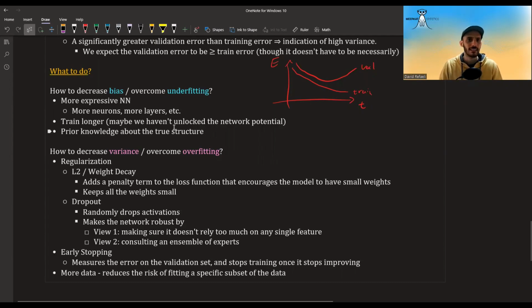And the third thing is also not always applicable, but maybe you have some prior knowledge about the true structure of the function that we are trying to fit. So maybe you know it's a composition of 3 functions, so 3 layers of neural networks. So whatever knowledge you have about the true structure can help you create a better architecture and then decrease the bias. Now, how do you decrease the variance and avoid overfitting?